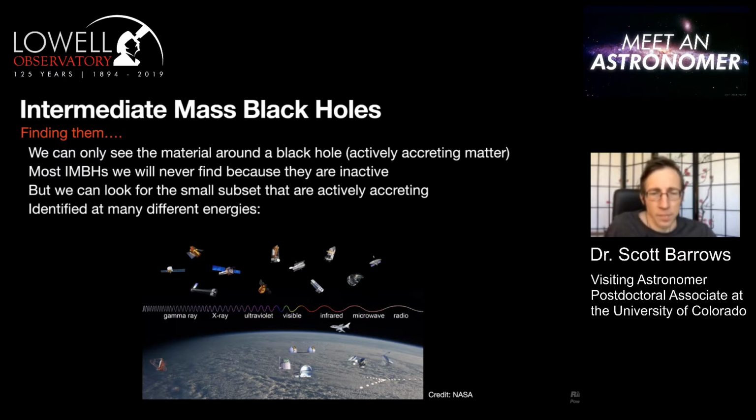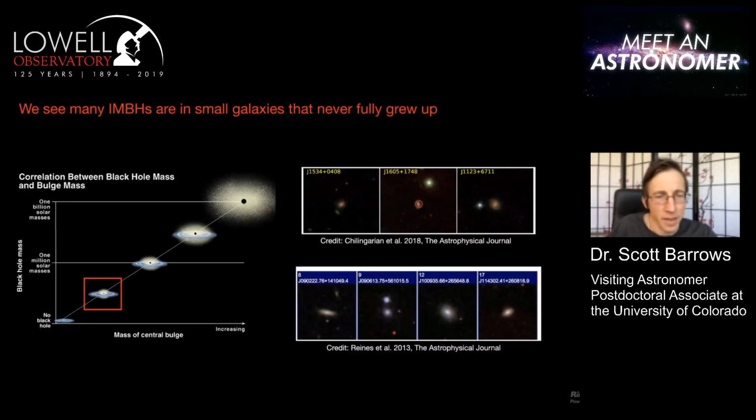And so astronomers have used many of these wavelengths to identify black holes over a wide range of masses, including intermediate mass black holes. So what have they found so far? Well, one idea is that if you just take this diagram on the left here that I showed earlier, that shows how black hole mass correlates with galaxy mass, you might just say, well, if we look for galaxies that are small enough, will the black holes themselves be small and fall in this sort of intermediate range? And the answer is yes, in short.